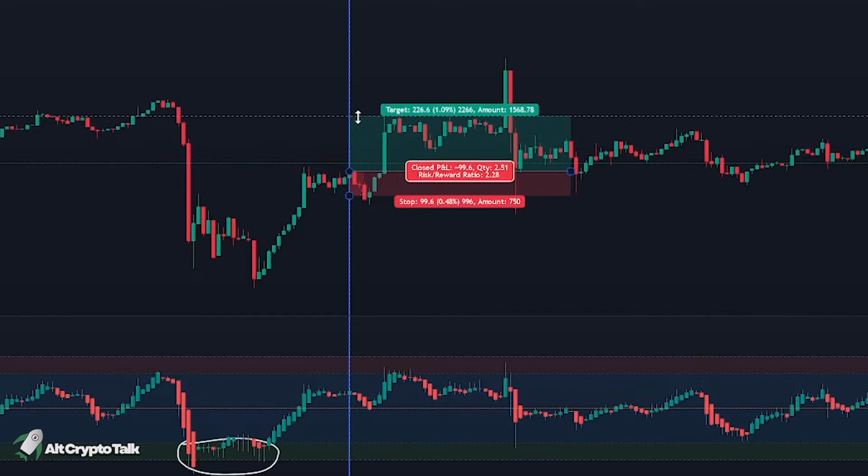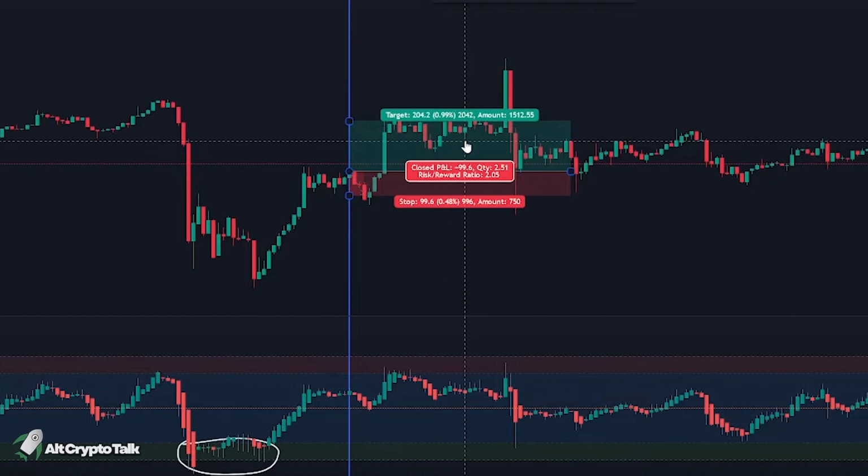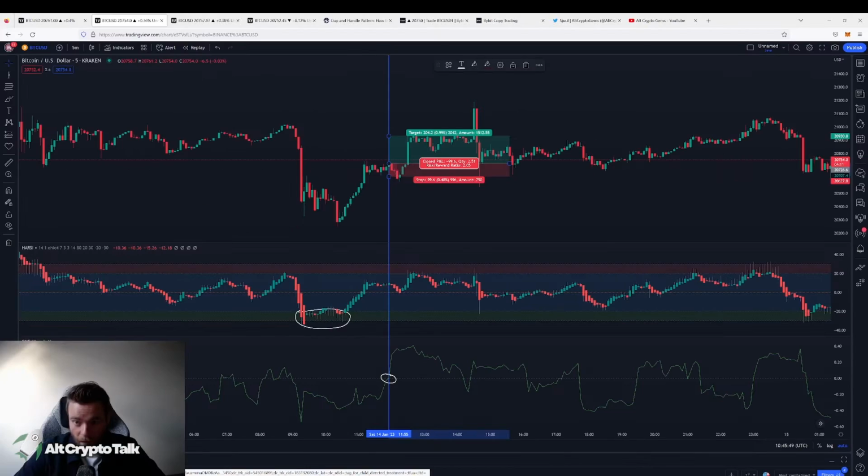Now, you can also say I'm going to do a more safe one, risk reward ratio of 2, but those are quick scalps right now. And as you can see, the trade would have hit with a big profit as well. Now, let me show you another example of a long position.